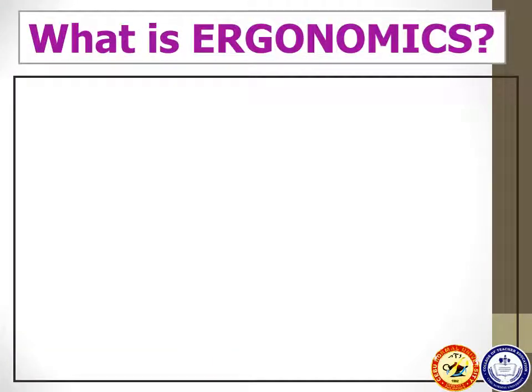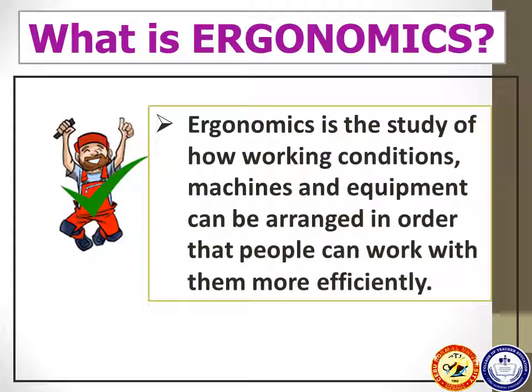So what is ergonomics? Ergonomics is the study of how working conditions, machines, and equipment can be arranged in order that people can work with them more effectively and efficiently. As computers are probably the most ubiquitous type of machine in today's work and learning environment, the issue of ergonomically sound interaction with them has come to the fore.